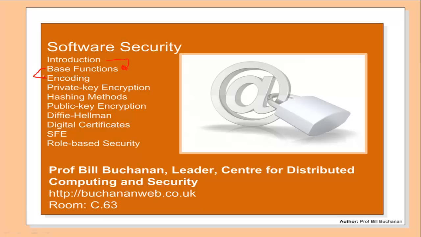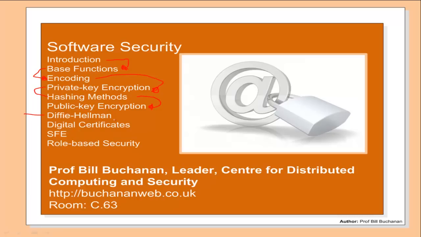We'll look at the basic encoding methods that we can use, including base64 and hexadecimal. Then we'll have a look at some of the important private key encryption methods. Onto there we'll look at key hashing methods, which include MD5 and SHA1. And then on to public key encryption, so we'll have a look at how the RSA keys are generated.